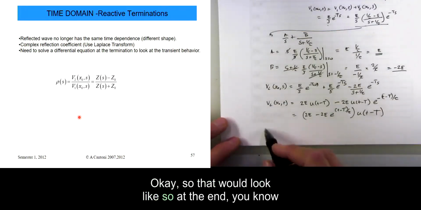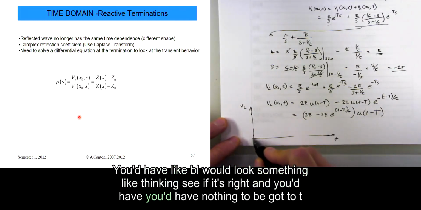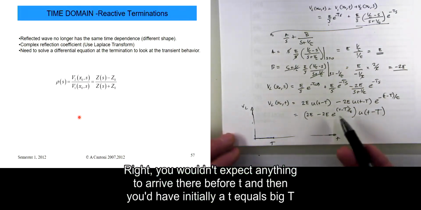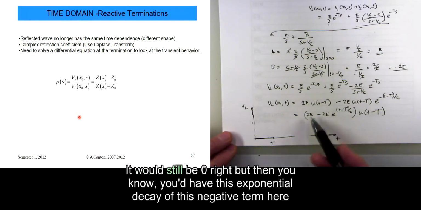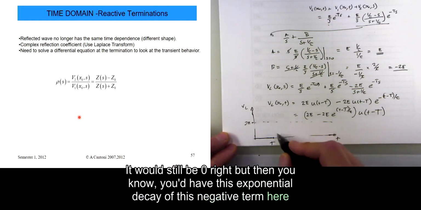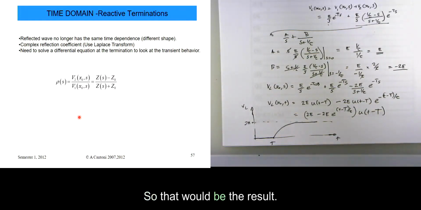So VL would look something like this, and you'd have nothing till you got to T, right? You wouldn't expect anything to arrive there before T. And then at t equals big T, it would still be 0, right? But then you'd have this exponential decay of this negative term here, so it would eventually go up to that value. So it's a bit like a capacitor charging up, okay? So that would be the result.